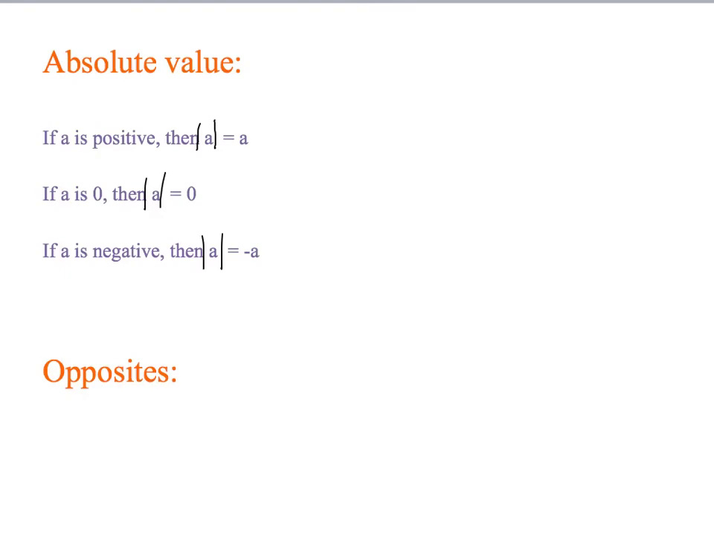Absolute value is the difference between the number and 0 on a number line. For example, if you were to find the absolute value of -4, you would draw a number line. I'm going to say 0 is here, 1, 2, 3, 4. And you would draw -4 and 0, and the difference between the two is 1, 2, 3, 4. So the absolute value, and we write it like this, of -4 equals 4.